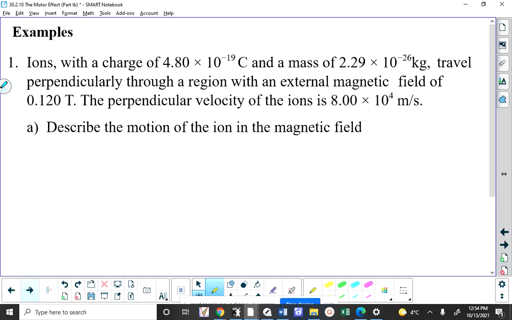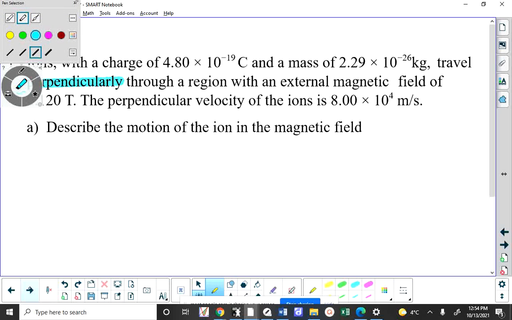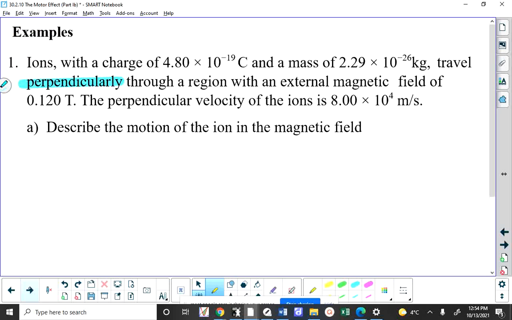They travel perpendicularly, and this is perhaps the most important aspect of this example, is that they're initially moving perpendicular to the magnetic field. And you're given the strength of the magnetic field and you're given the velocity. And by the way, that is enough for you to be able to calculate the force on each ion, but we're never going to do that in this question. You'll see why in a bit.